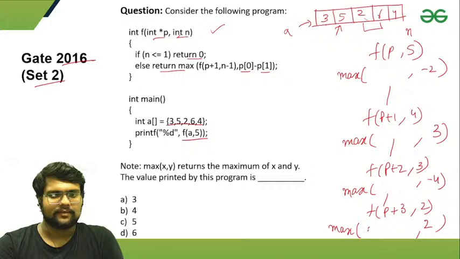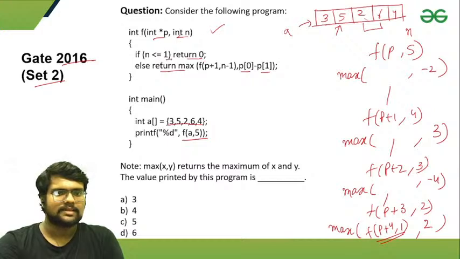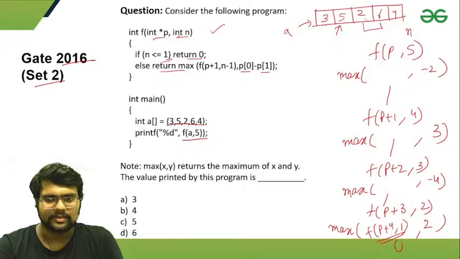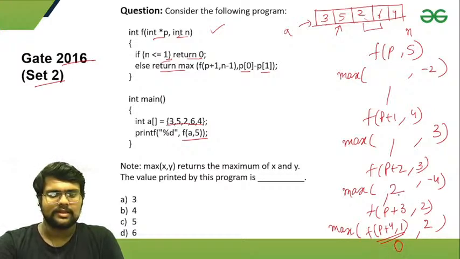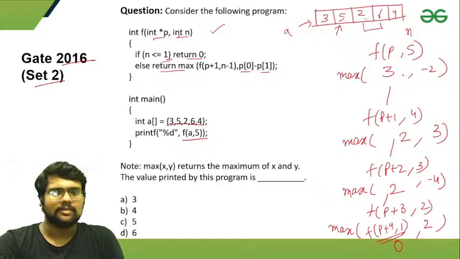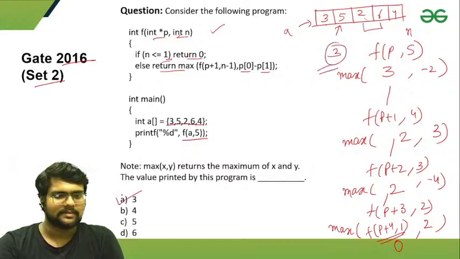And here f of P plus 4 comma 1 will be called. Here 1 is less than or equal to 1, so 0 will be returned. So maximum of 0 comma 2 is 2. So 2 will be here. Then maximum of 2 comma minus 4 will be 2. Then max of 2 comma 3 will be 3. Then max of 3 comma minus 2 will be 3. So our answer would be 3. So the correct answer is 3.